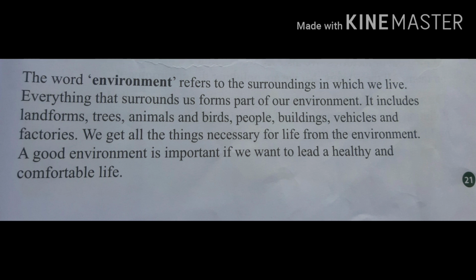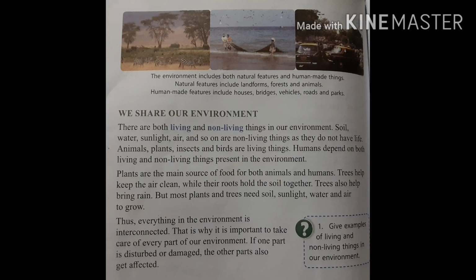The word environment refers to the surroundings in which we live. Everything that surrounds us forms part of our environment. It includes landforms, trees, animals and birds, people, buildings, vehicles and factories. We get all the things necessary for life from the environment. A good environment is important if we want to lead a healthy and comfortable life. The environment includes both natural features and human-made things.